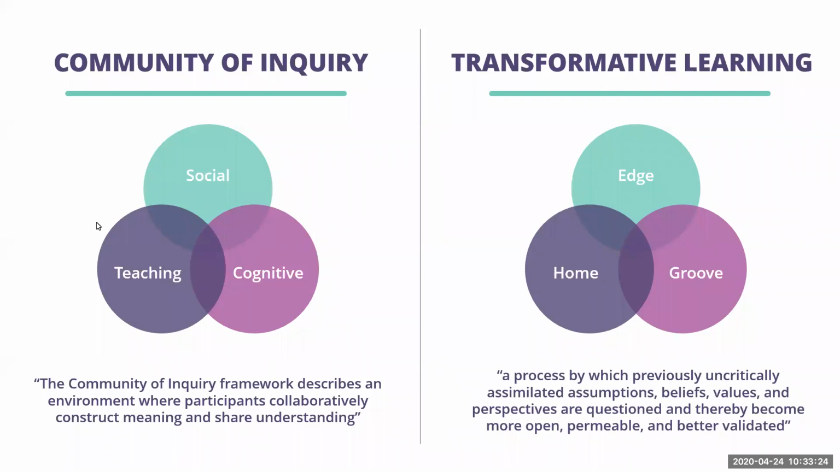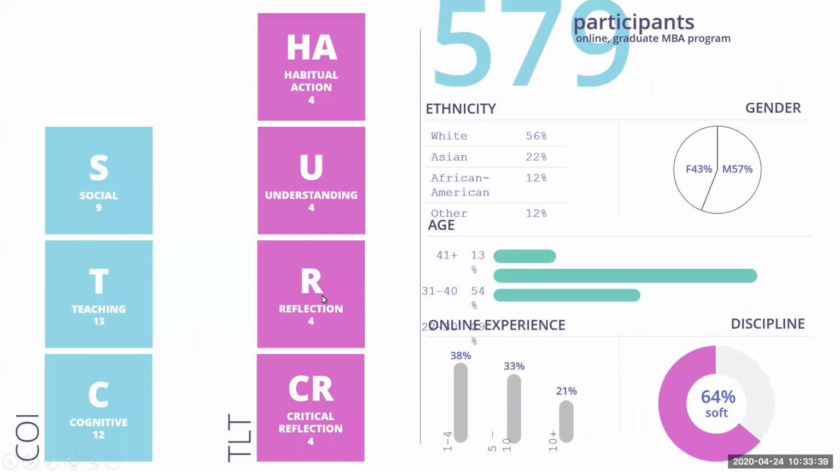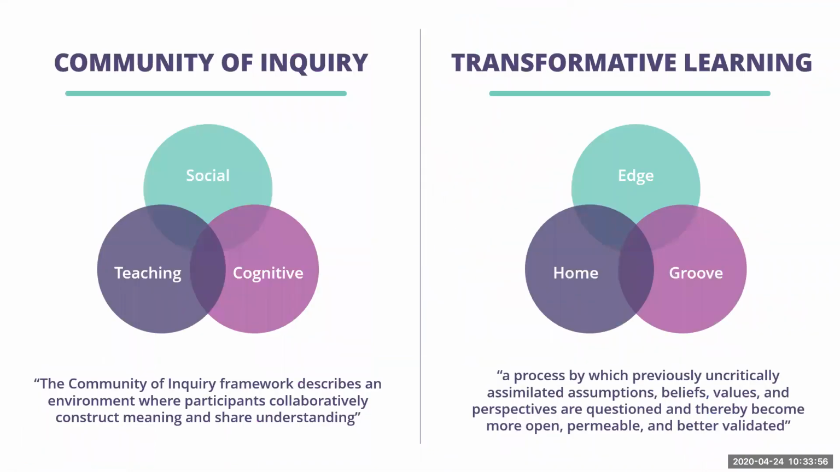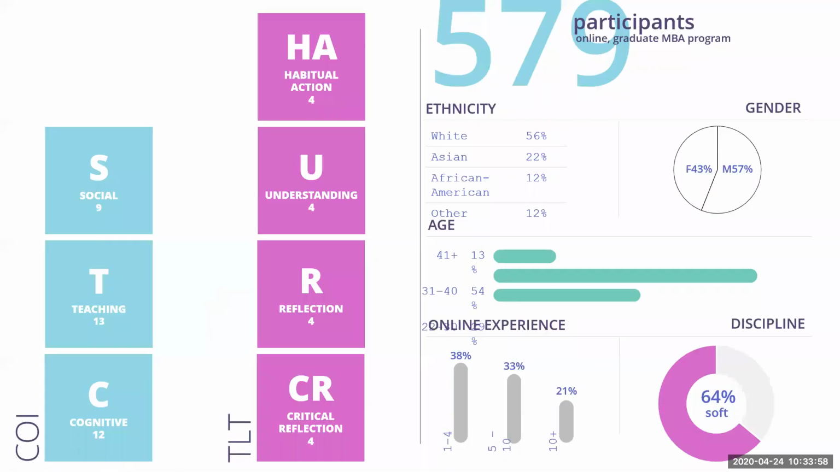And transformative learning is a process that people go through where they experience some sort of cognitive disequilibrium. They look for solutions and they come out with different beliefs about something. So the research into these two theories sets the groundwork for what we're going to talk about next. The community of inquiry has these three different components: social presence, teaching presence, and cognitive presence.